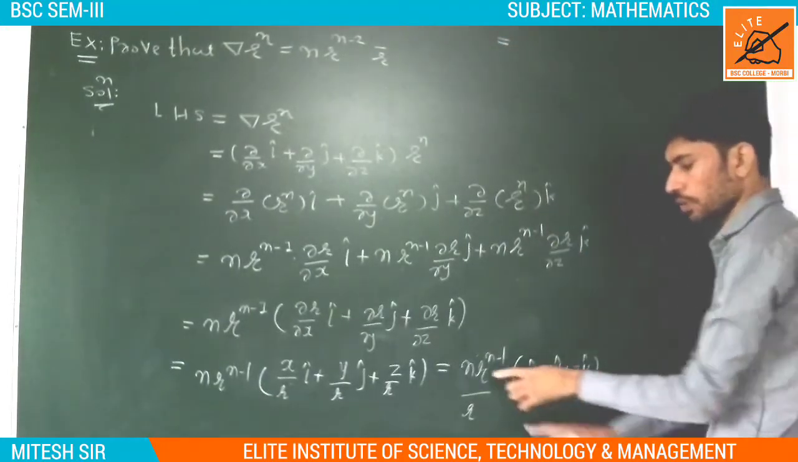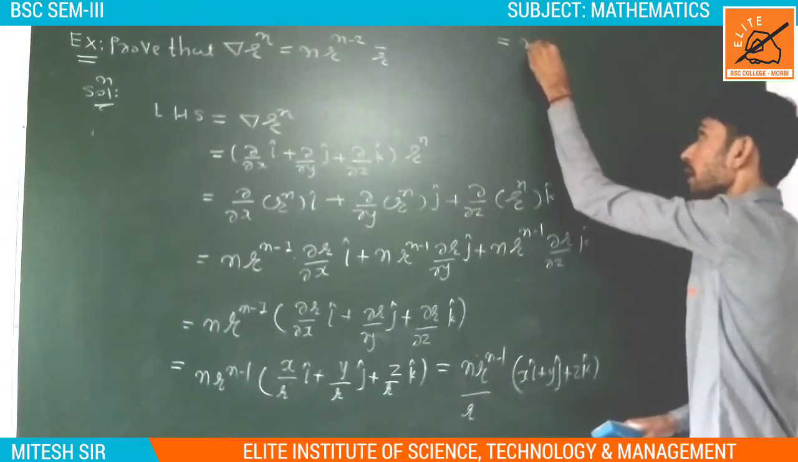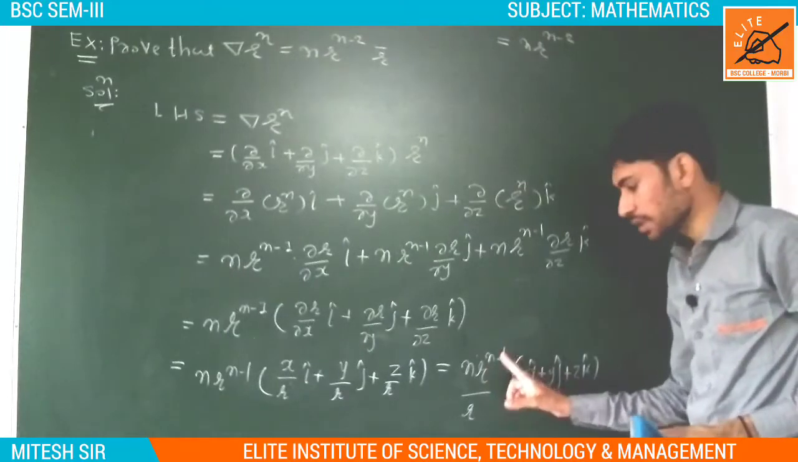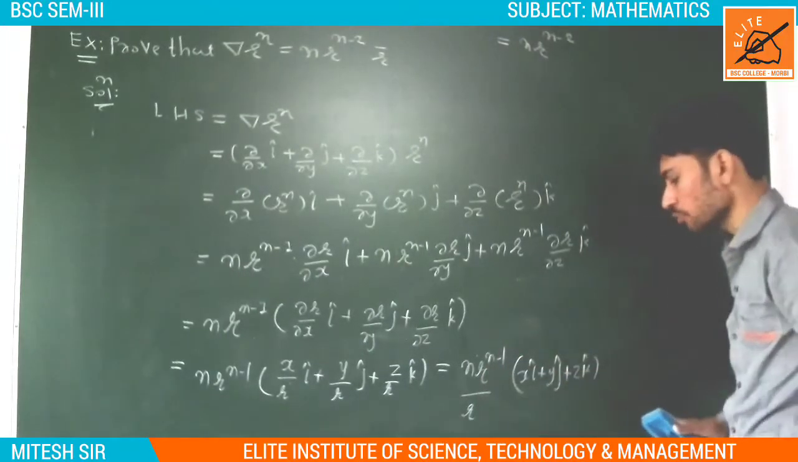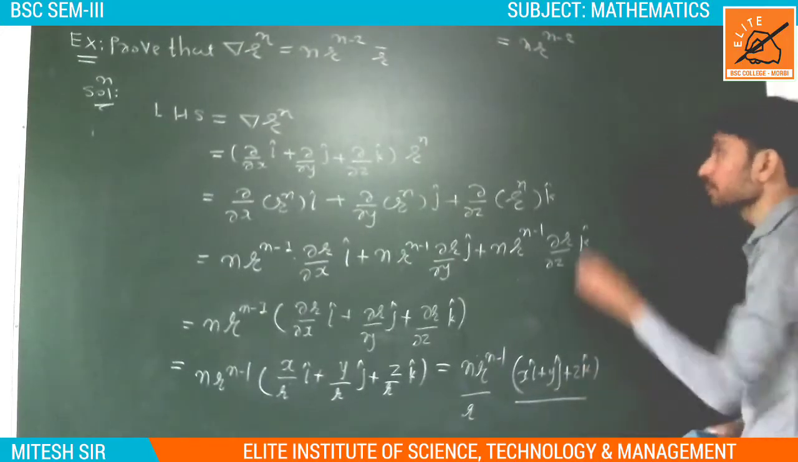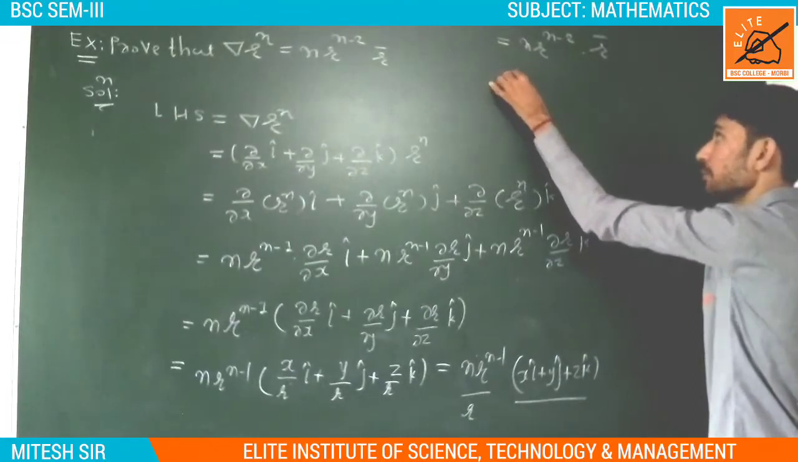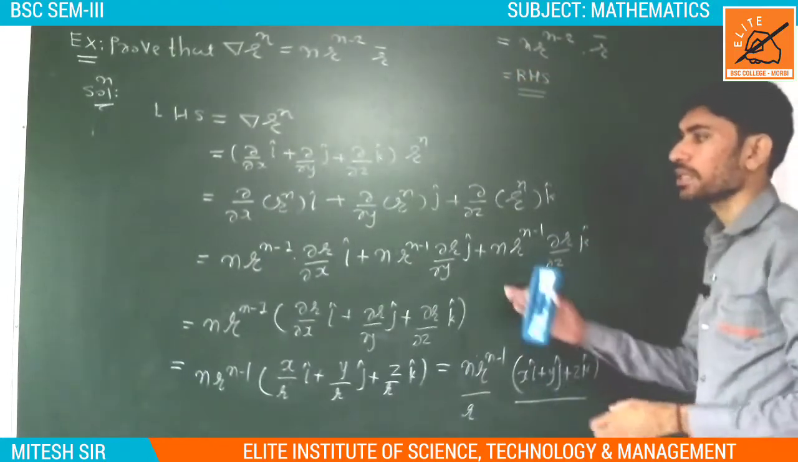Now, this is equal to n r raised to n minus 1 upon r. So it becomes n r raised to n minus 2. In the numerator r raised to n minus 1 and in the denominator r, so one r is reduced, meaning n r raised to n minus 2, and this is our vector r bar. So into vector r bar, and this is nothing but our RHS. So hence our result is proved.